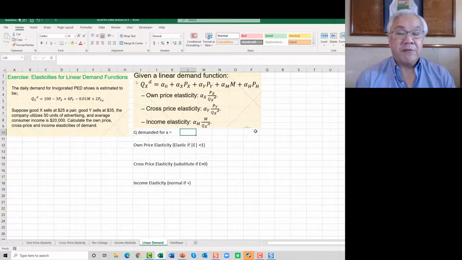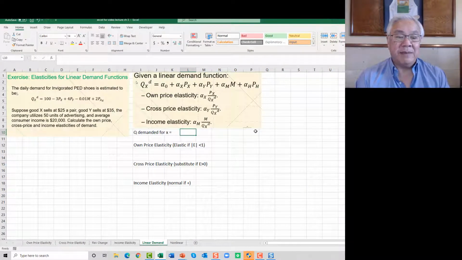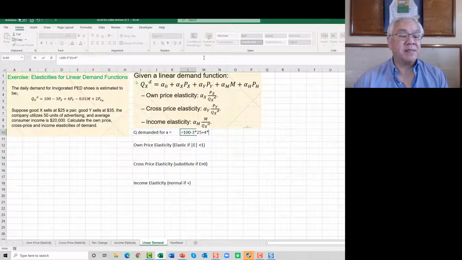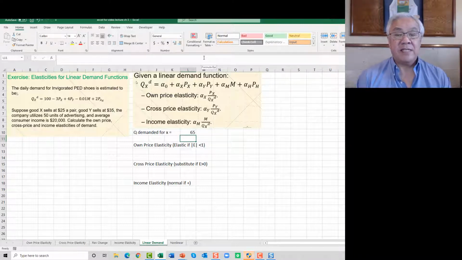All right, to solve this problem, let's first determine QX, the amount demanded. And we're given the data to allow us to do so. So QX demanded equals 100 minus 3 times the price of X, which is 25, plus 4 times the price of Y, which is 35, minus 0.01 times the income, which is 20,000, plus 2 times the advertising, which is 50 units. See, the answer is 65. So that's Q of X, quantity of X.